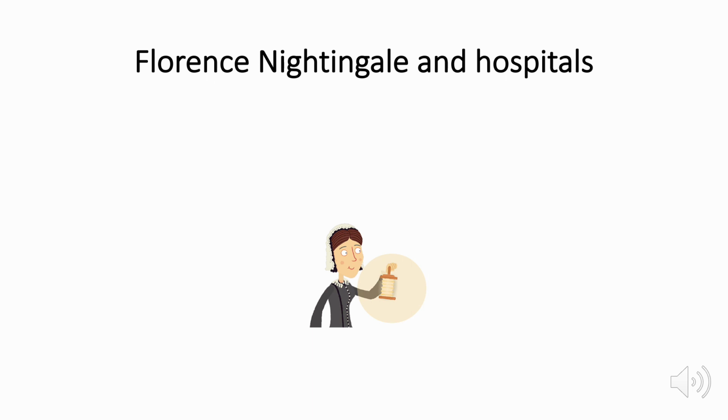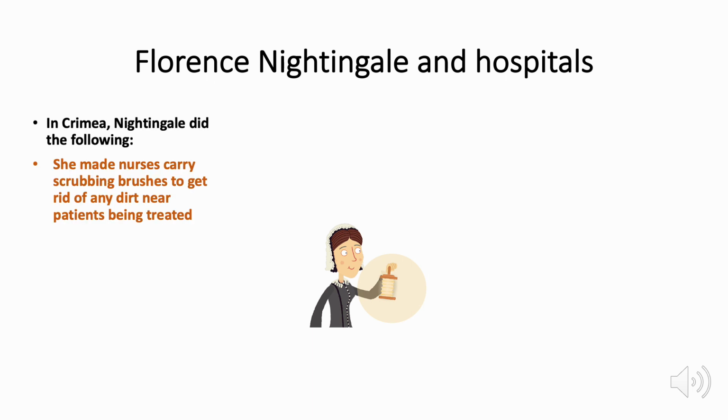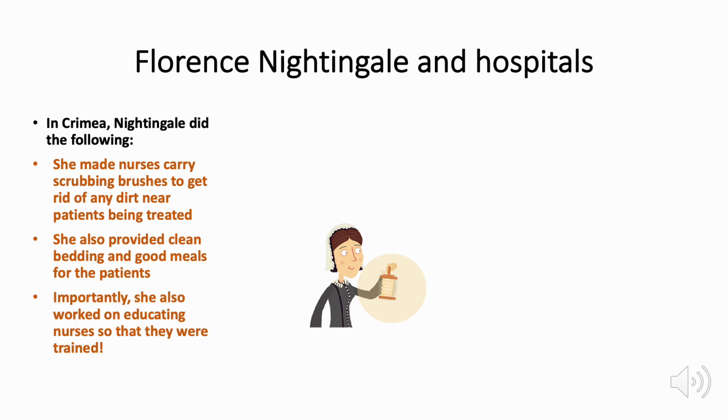So Florence Nightingale, she's a nurse from a very middle-class background, and she spends part of her early career in the Crimea. So in Crimea, she does the following. Okay, you need to know a couple of pieces of evidence for the exam for what she does in Crimea. So she makes nurses carry scrubbing brushes to basically clean areas around where patients are being treated. She provides clean bedding and good meals for the patients. And she starts to train nurses.